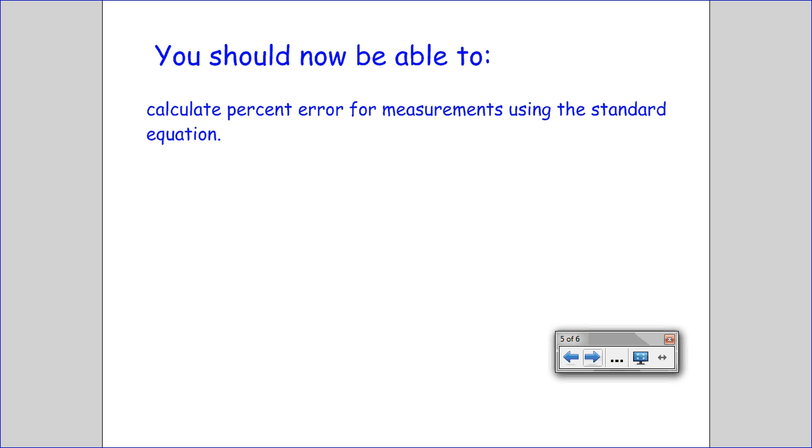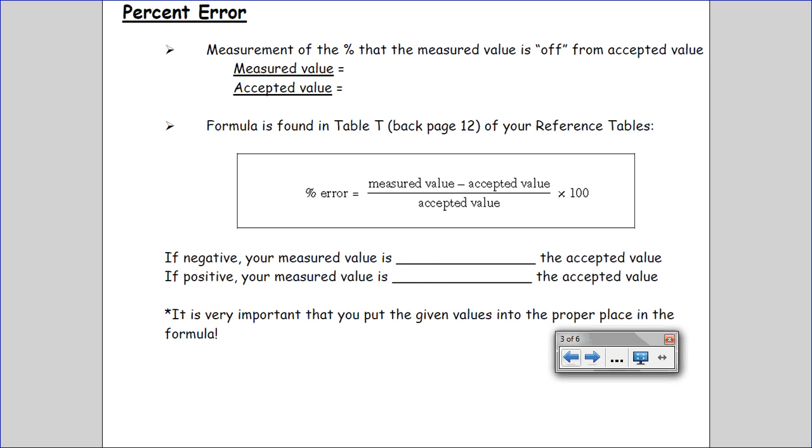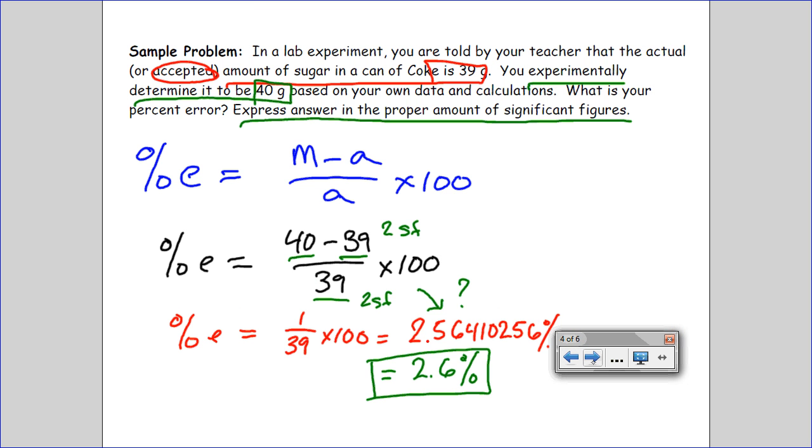Calculate percent error for measurements using the standard equation. You should be able to do that now. Here's the standard equation registered for you on your reference tables. Again, the hardest part is reading for comprehension on your problems. What's the accepted value? What is the measured value? Plug it in and chug it in correctly. If you do not understand this little bit about significant figures, please be sure to go back and watch one of my other videos regarding the issue.